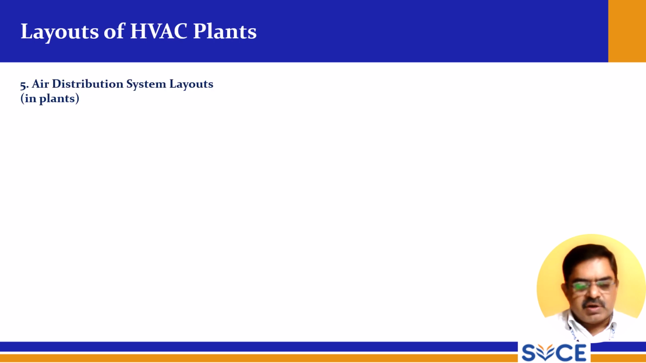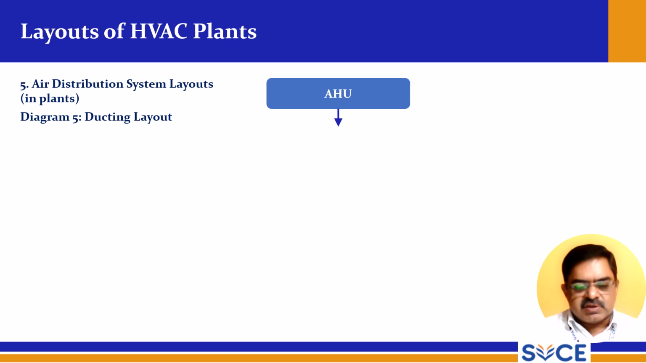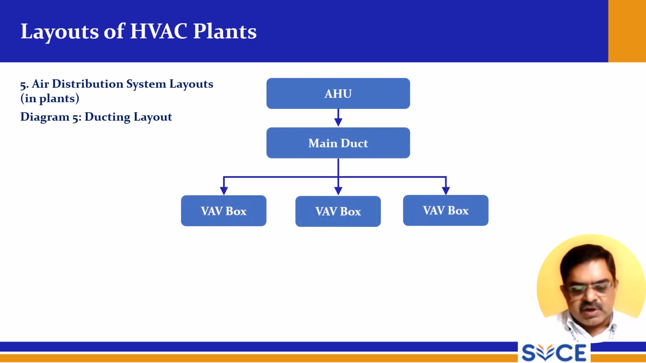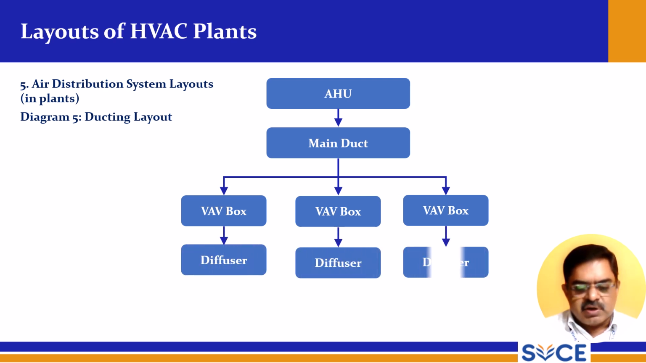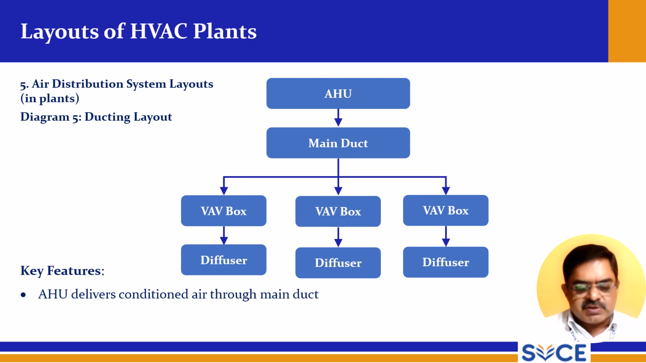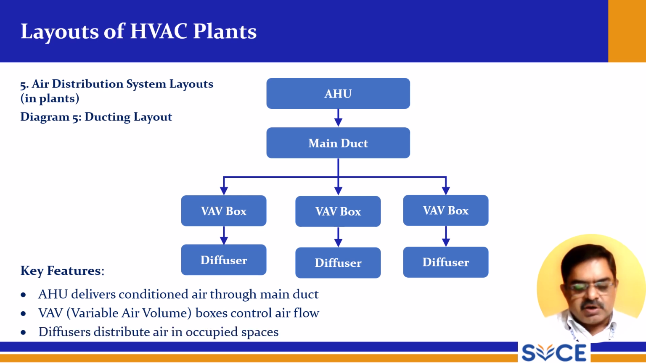Next, the fifth one, air distribution system layouts. In plants, the ducting layout is AHU, then main duct, which we divide into three branches: VAV box, VAV box, VAV box, and each one has a diffuser. Key features: the AHU delivers conditioned air through the main duct, and VAV, variable air volume, boxes control air flow, and diffusers distribute air in occupied spaces. So VAVs and diffusers are used in the ducting layout.